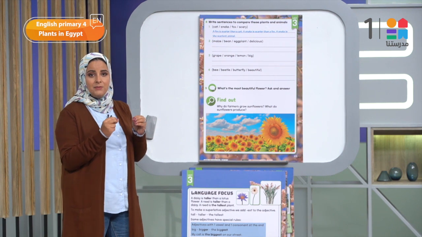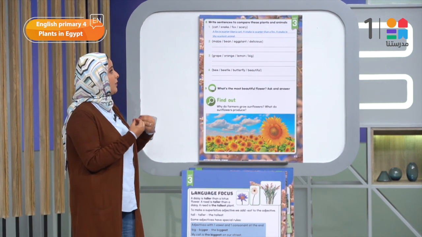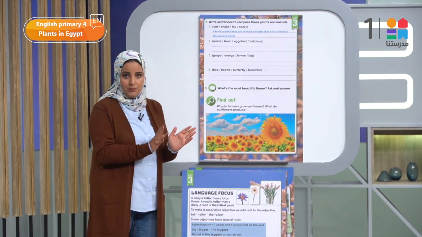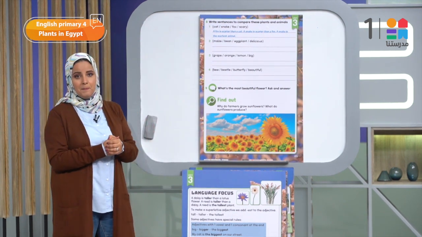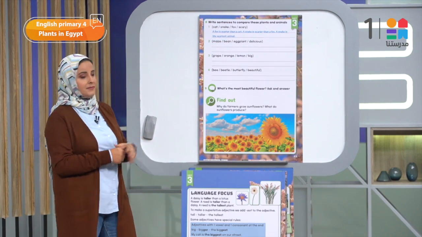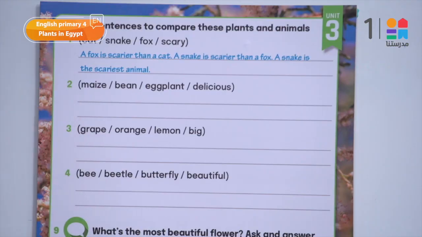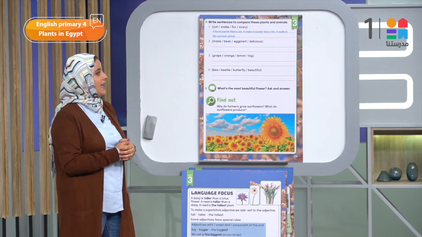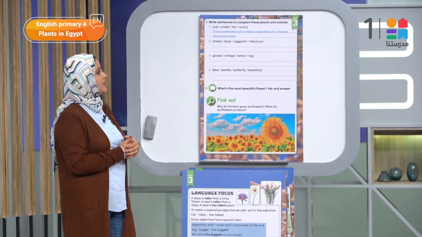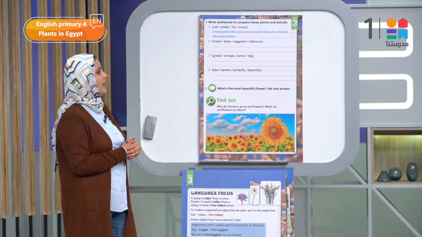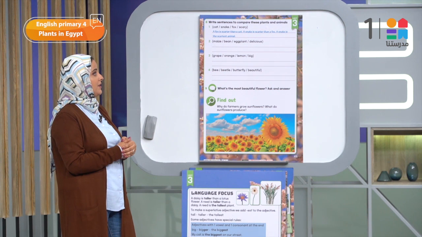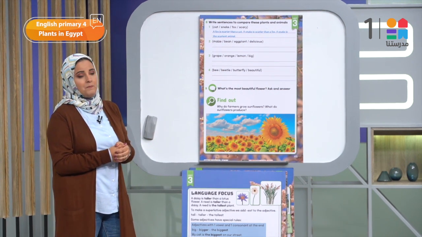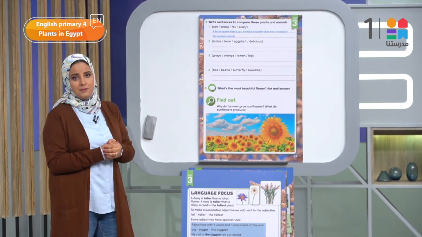So I will use the word scary to make a comparison, comparative form, and superlative form for sentence number 1. Let's look at the example. A fox is scarier than a cat. A snake is scarier than a fox. A snake is the scariest animal. Let's do number 2 together.